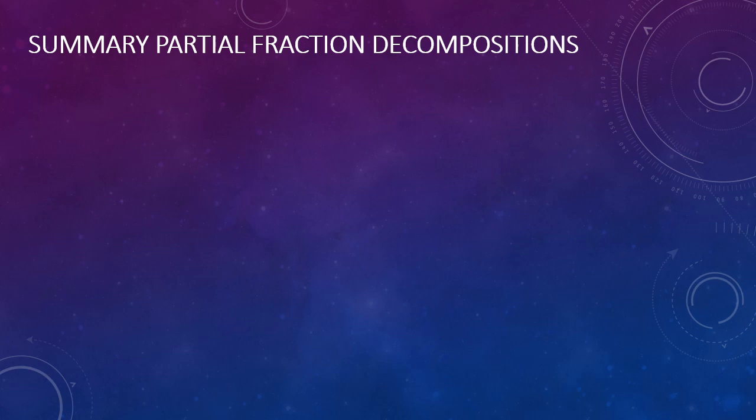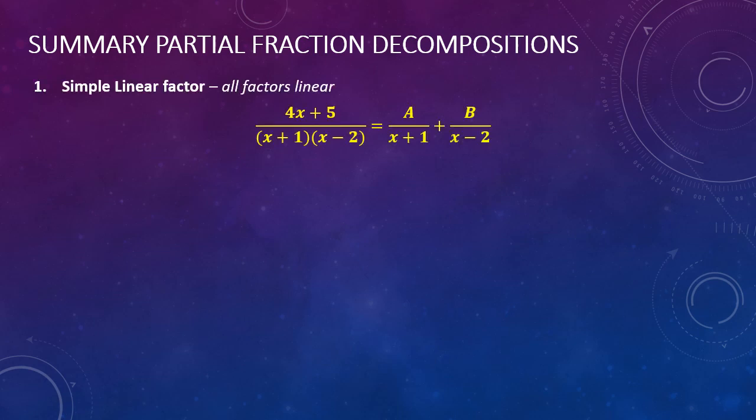So finally, I want to go back and summarize the different partial fraction decompositions. We first looked at simple linear factors. This is where all the factors in the denominator were linear and there were no exponents on any of those. And so once we had factored our denominator into linear factors, we put a coefficient or unknown variable over each of those factors. And this is the first and the most simple partial fraction decomposition.